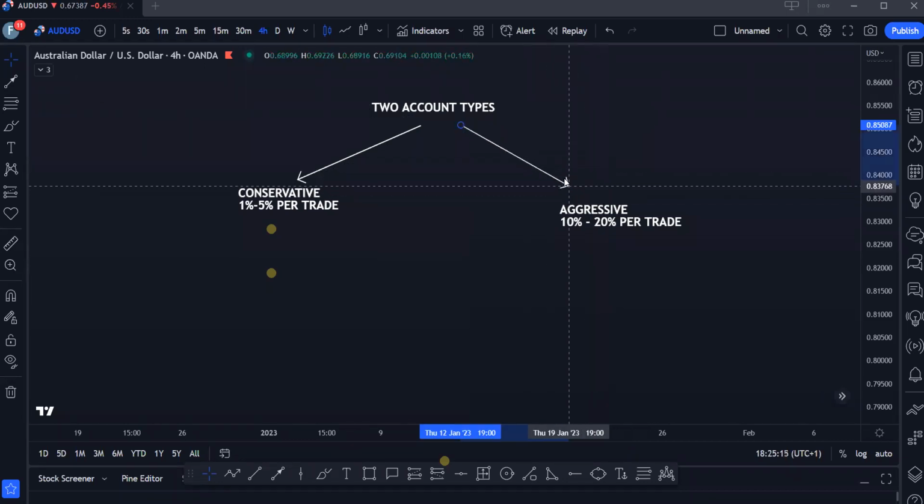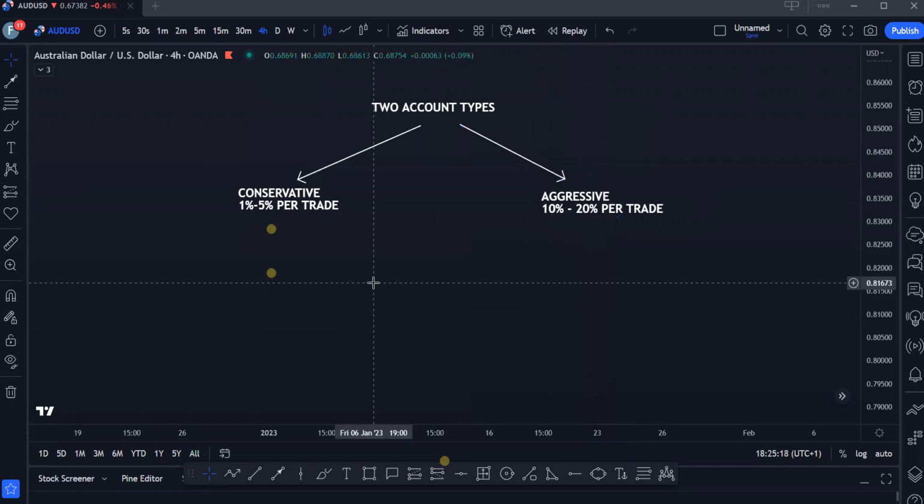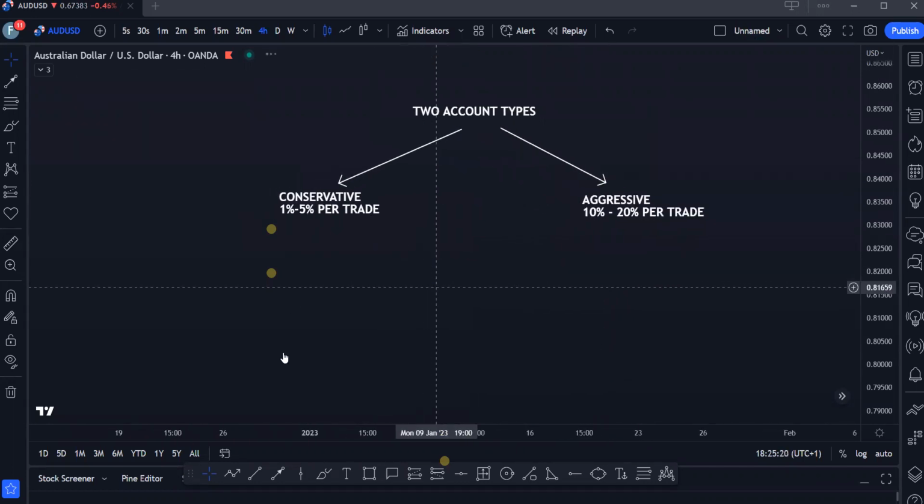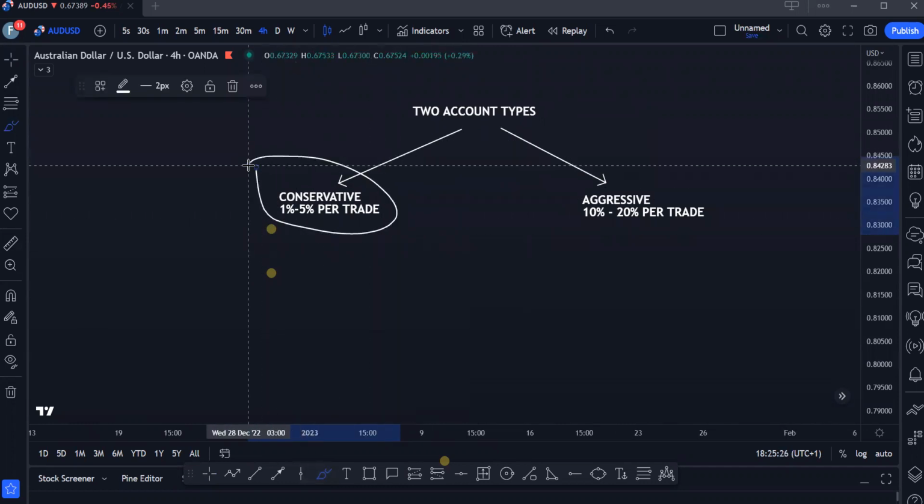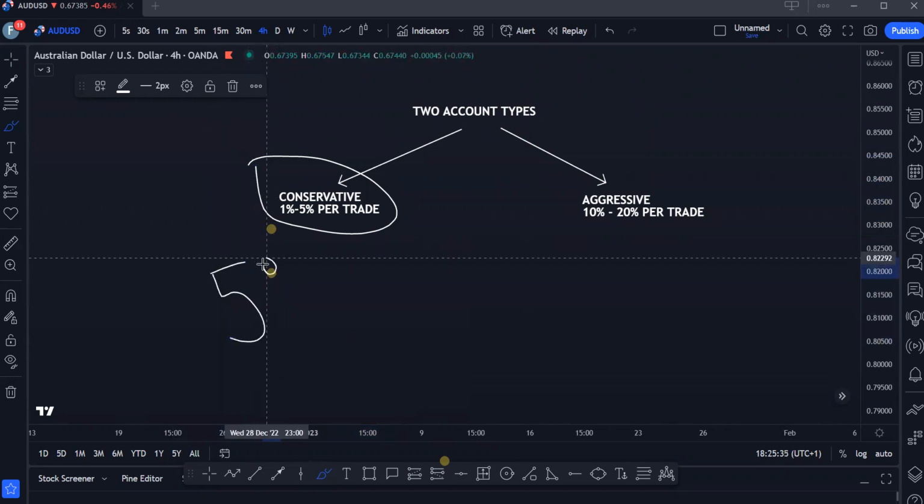Okay, so let us go further. Now, when you are looking at an account that is conservative, let's do quick mathematics, right? If you choose to risk 5% per trade, how many trades will you need to lose consecutively in order to blow your account?